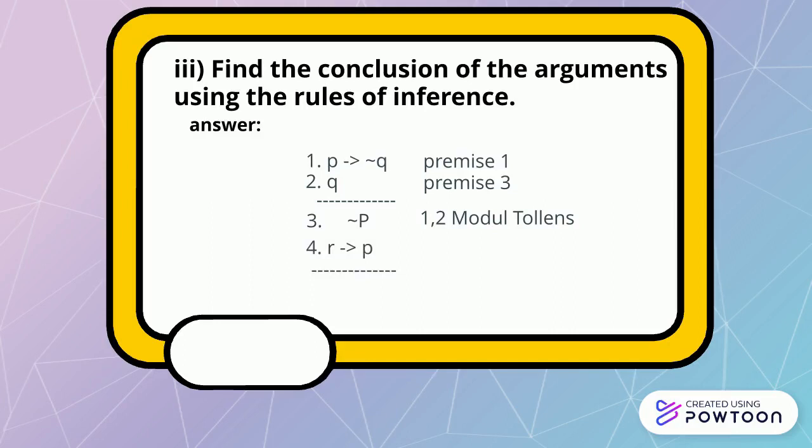Next, I want to use the second premise, which is R implies P, and negation P. In order to find the conclusion, I'm going to use modus tollens, and the final conclusion is R.